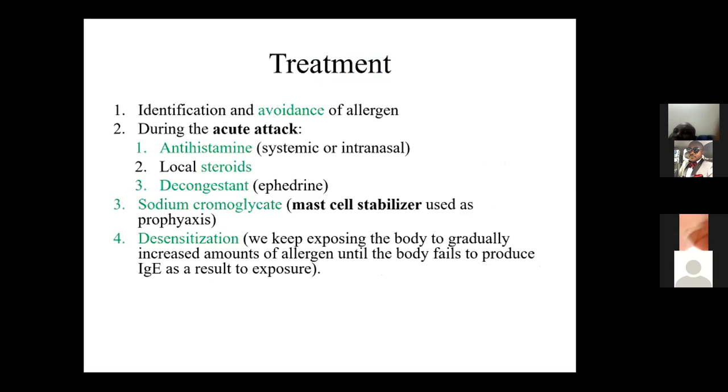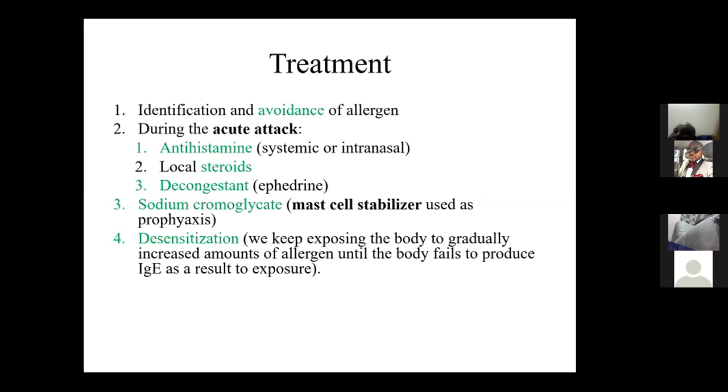Now, for treatment, identification and avoidance of allergen trigger factors is very important to emphasize. During acute attacks, we can give antihistamines, either systemic or as intranasal sprays. We can also give local steroids. We can also give decongestants. We can also advise the patient to do steam inhalation, as the case may be. Mast cell stabilizers, such as sodium cromoglycate.